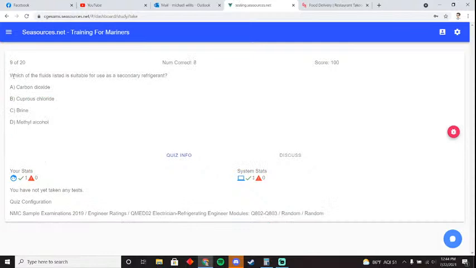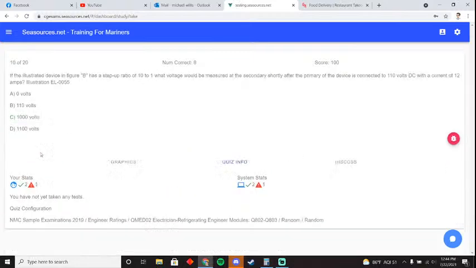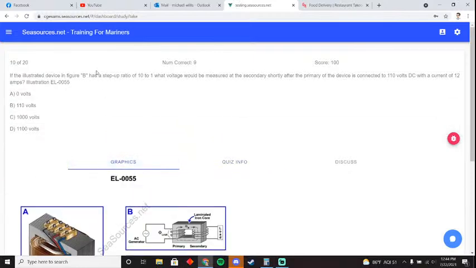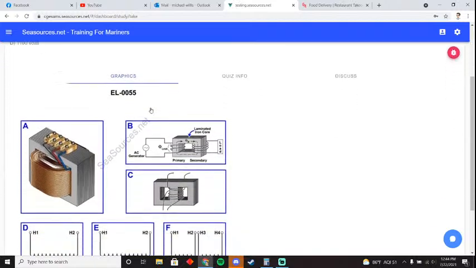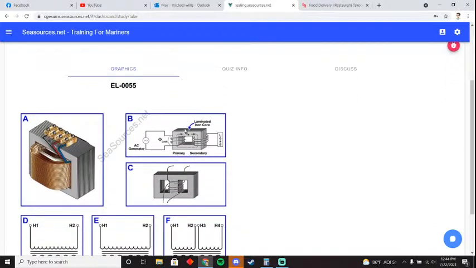Which of the fluids listed is suitable for use as a secondary refrigerant? We've already had that question. If the illustrated device in figure B has a step-up ratio of 10 to 1, what voltage would be measured at the secondary shortly after the primary of the device is connected to 110 volts DC with a current of 12 amps? So the way we're looking at B, right?